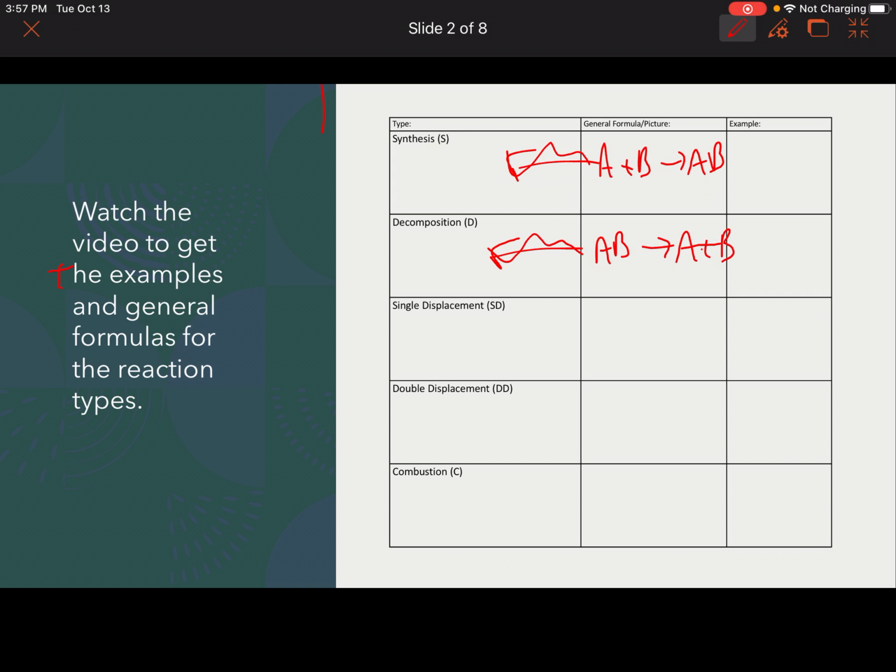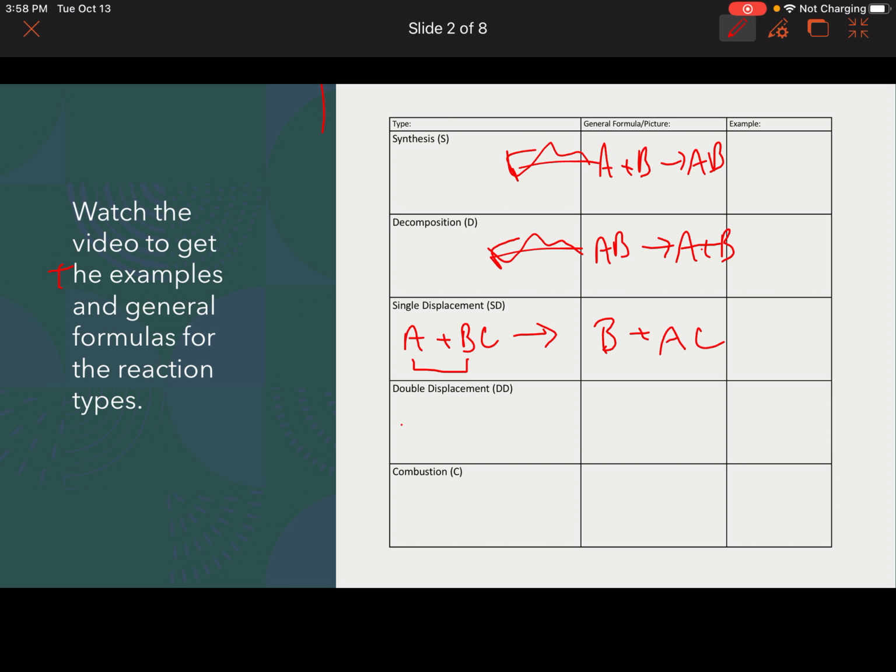Single displacement, I'm just going to write it here so I have a little bit more room. So A plus BC is going to give you, so the A is going to trade places with the B. So B is now by itself, and we end up with AC. So single displacement, one of those things is going to displace the other.